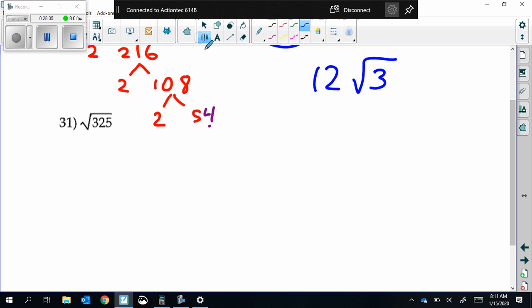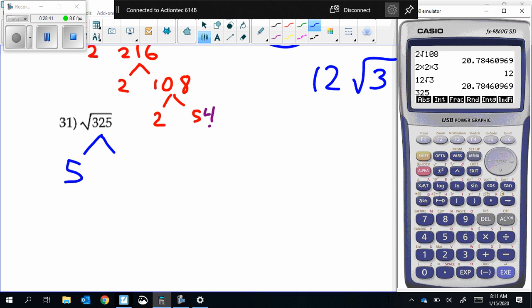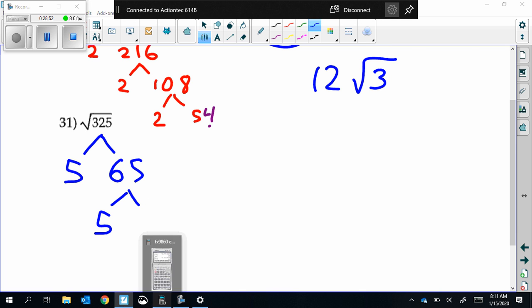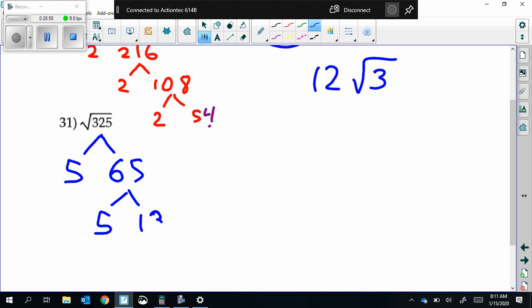At 325, you go through the same process. 5 goes into that. I better check my division with calculator since I can't divide this morning. 5 times 65. 5 goes into that again. It's 5 and 13. 13 is prime, and I didn't mess up on my dividing this time. So 5, 5, and 13, those were our numbers.